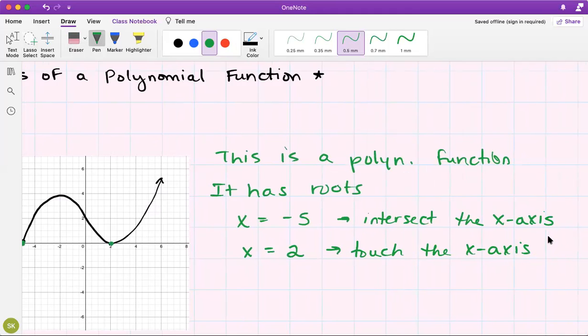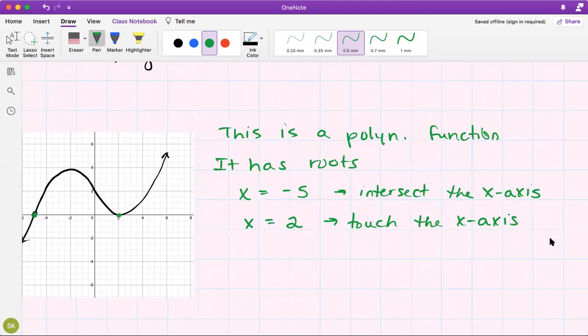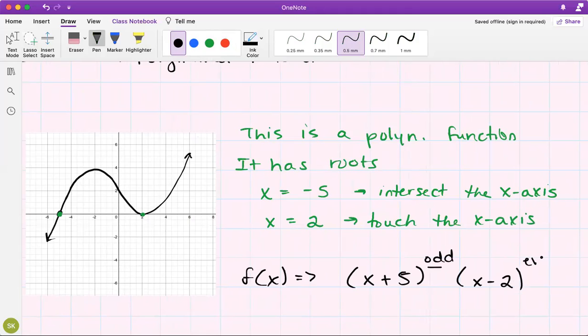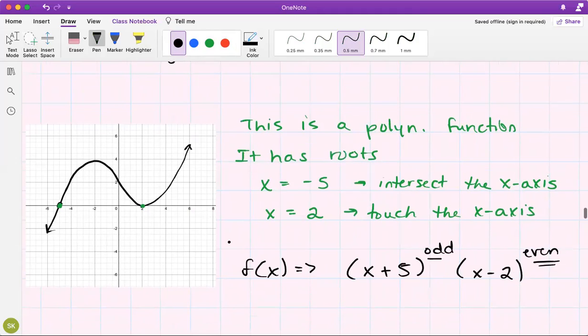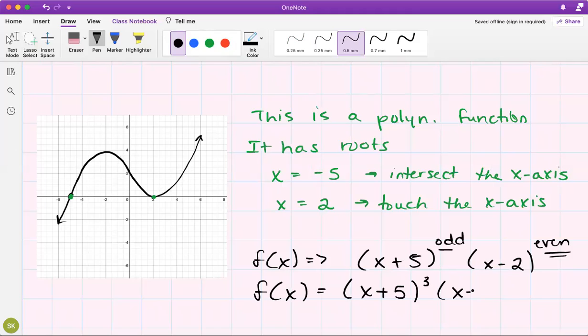Well, what's interesting is when you have a polynomial function and you've factored it, and you've got it in this nice factored form, you can tell when you're going to touch the x-axis and when you actually cross it by looking at the multiplicities of the roots. So this function here, f of x, when you factor it, you're going to have x plus 5 raised to an odd power and x minus 2 raised to an even power. So let me give you an example of what this function could look like. f of x is equal to x plus 5 cubed times x minus 2 squared.